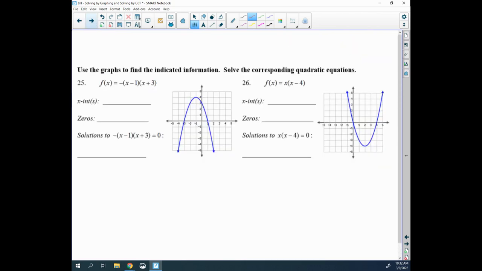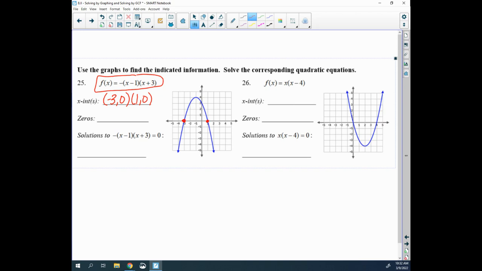All right, using graphs. This part should go pretty quickly here. One way we can solve a quadratic equation is by graphing it and looking at the graph. So for 25, they took this function and they graphed it. It's done for us. It's over here on the right. What are my x-intercepts? Okay, hopefully you said (-3, 0) and (1, 0), right? Remember, intercepts are ordered pairs.